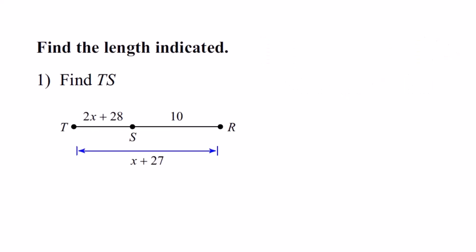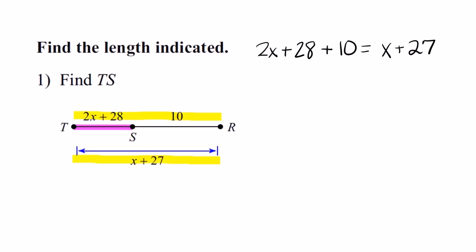So this is a segment addition question, and we're supposed to find the length of TS, which is this piece right here. Right now we know it's 2x plus 28, but we don't know what x is, so we've got to try to set up some kind of equation. Well, the entire thing is given to be x plus 27. So to set up the equation, just think about this. The 2x plus the 28 plus that 10 must be the same as the x plus 27.